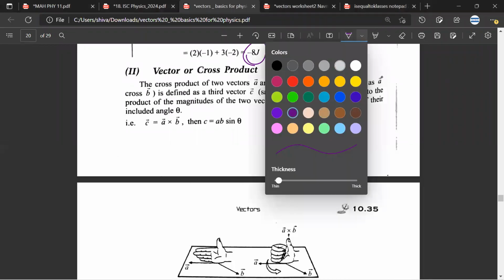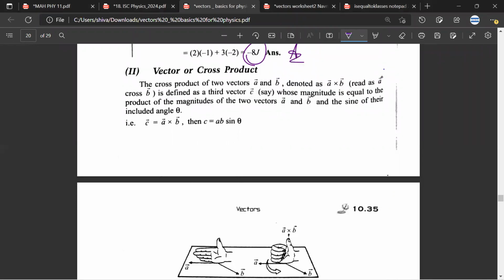So, Avantika, today we will discuss the remaining topic in vectors: vector product. I'll just spend 2 minutes revising what we have done till now.